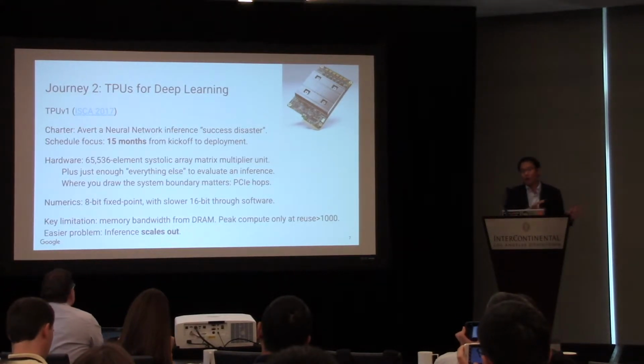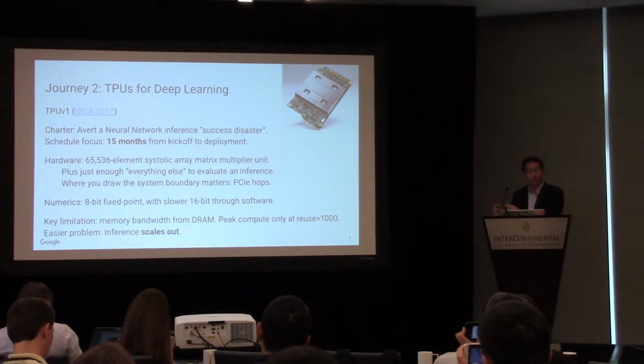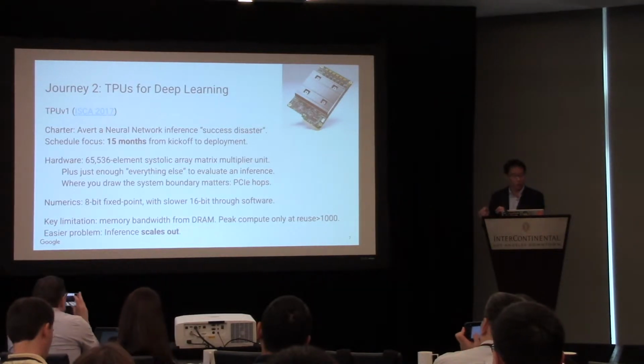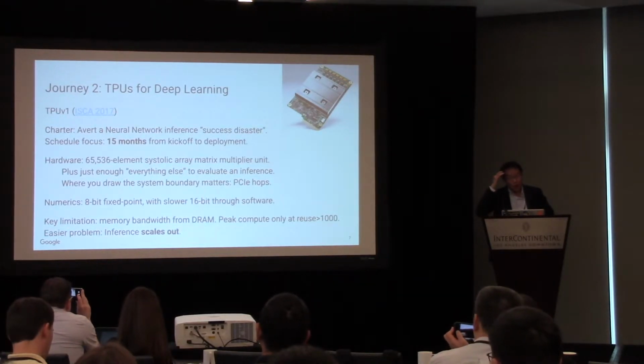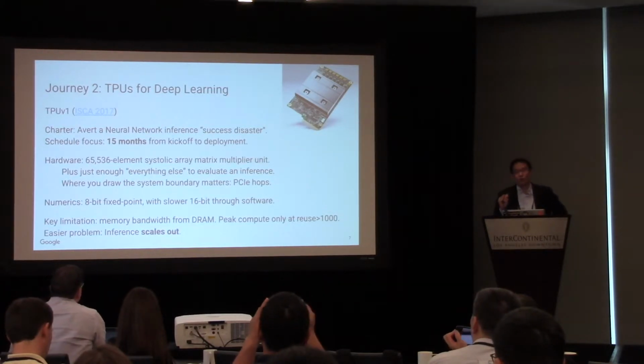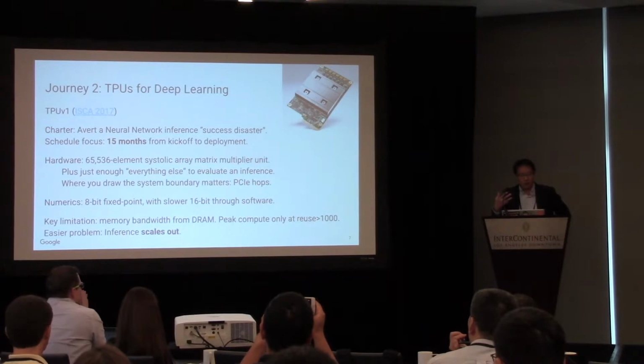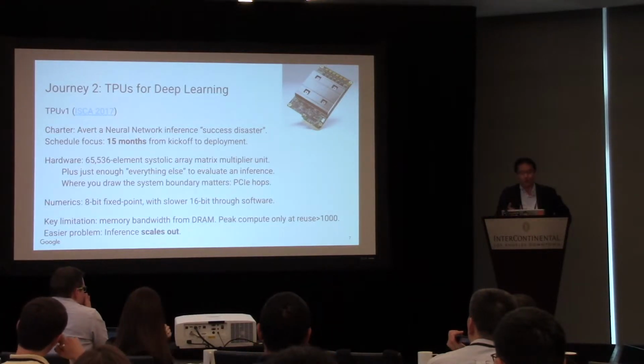Let me talk about a journey we're still in the middle of, which is doing tensor processing units for deep learning at Google. Last year at ISCA, we published a paper on our first generation tensor processing unit, which the story for that is averting the neural network inference success disaster.